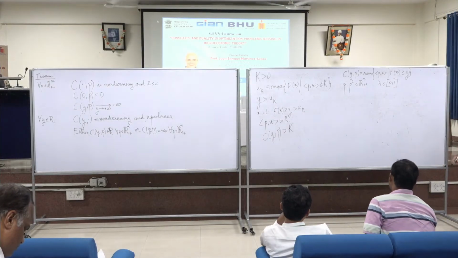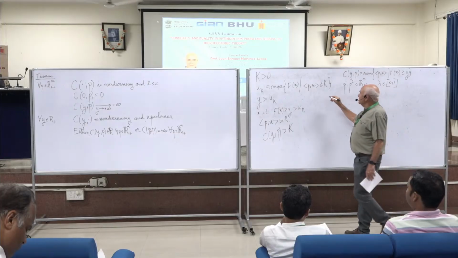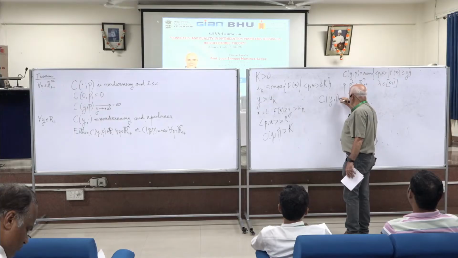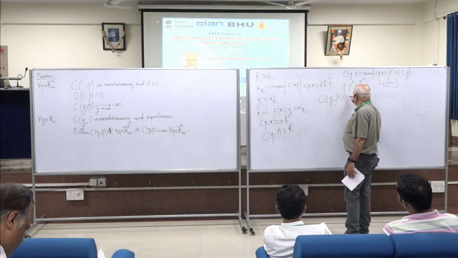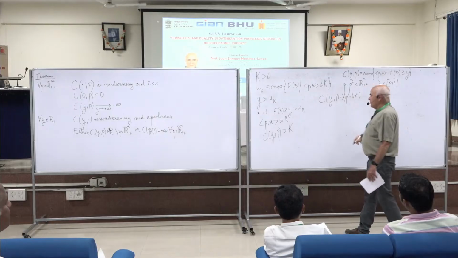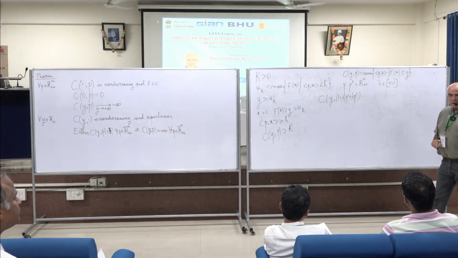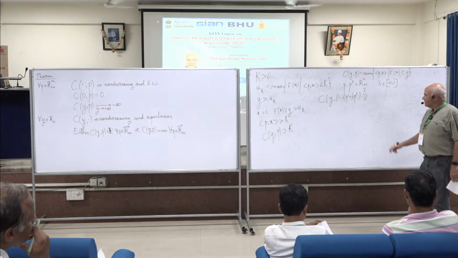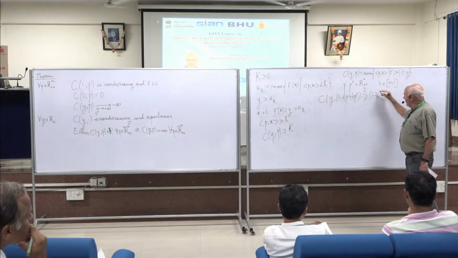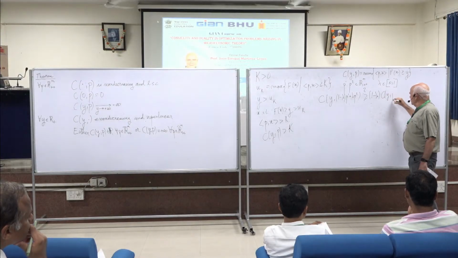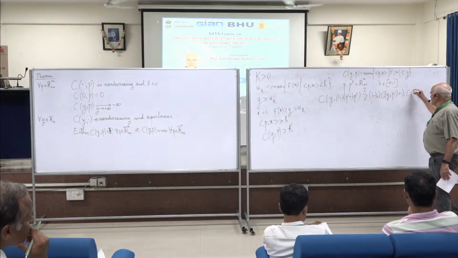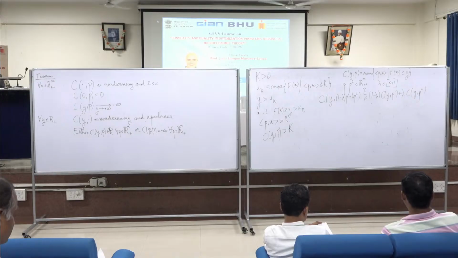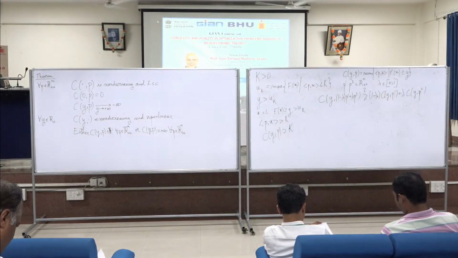And I have to examine C of y, 1 minus lambda P1 plus lambda P2. Okay? I should end up proving that this is greater than or equal to 1 minus lambda C of y P1 plus lambda C of y P2. This is what I have to prove. This is concavity. Do you agree?